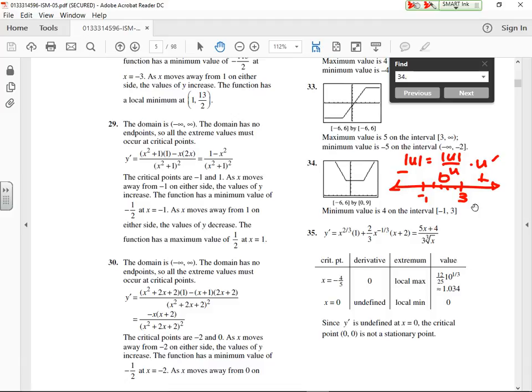Every value from -1. Did you guys finish finding the derivative? Sorry, I just saw that their denominator is at -1. It was the absolute value of x plus 1 over x plus 1. So the absolute value, plus, don't we have plus 2? Yeah. Plus the absolute value of x minus 2.